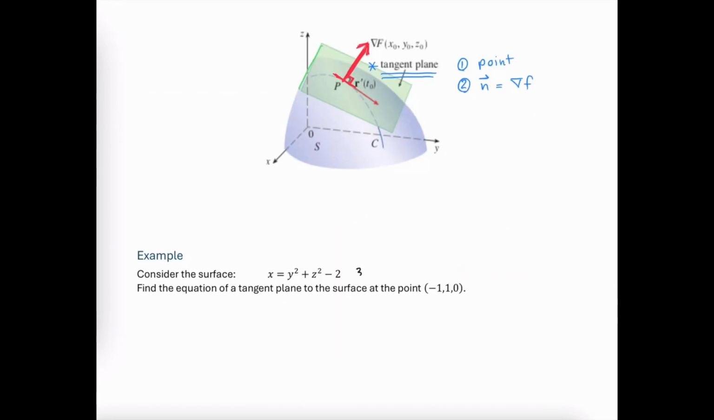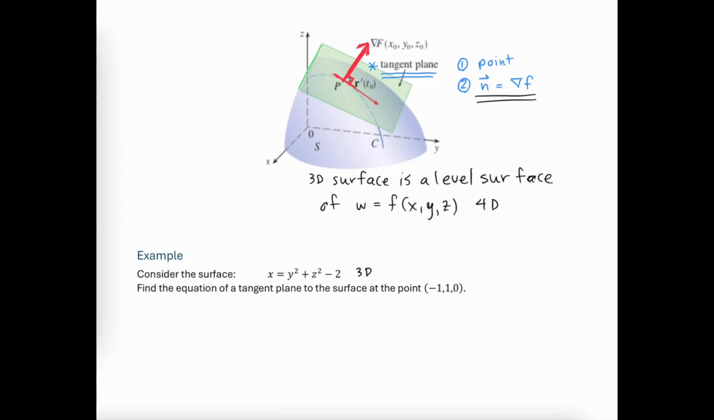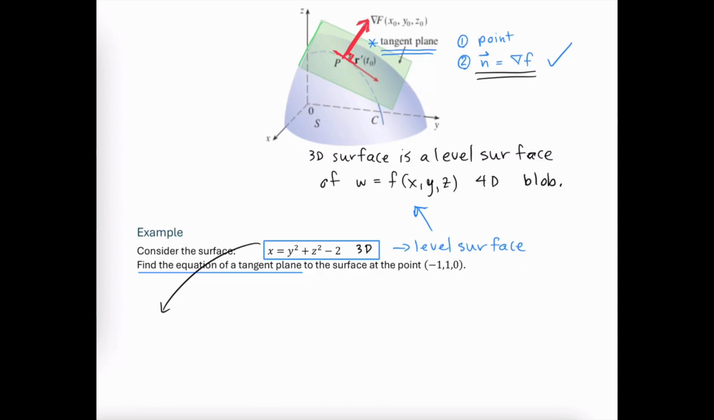Well, here we have a three-dimensional surface, but this scenario of using that gradient vector is only going to work if this 3D surface is a level surface of some four-dimensional, I'm not going to call it a surface, I'm going to call it a blob. So because we're wanting to find the equation of the tangent plane and we want to use that gradient vector as our normal vector, we need to consider this as a three-dimensional level surface of some four-dimensional blob. So how do we do that? It's actually not too bad.